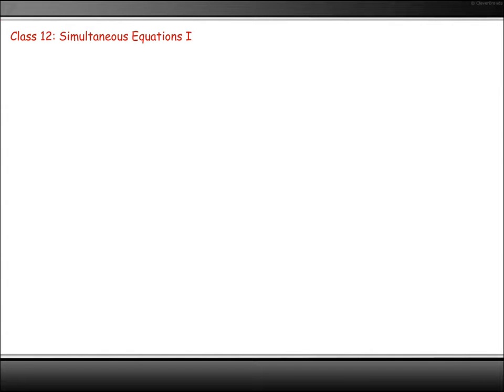Welcome to class number 12 of the Leaving Cert Ordinary Level Algebra course, where you are going to start solving simultaneous equations. Simultaneous equations have two unknowns, like x and y. They consist of two equations.